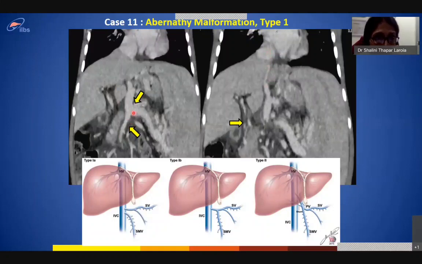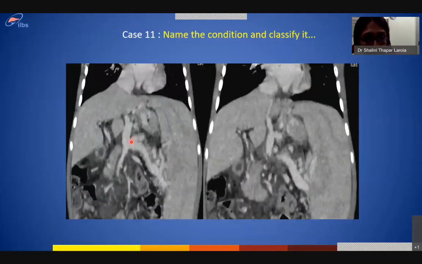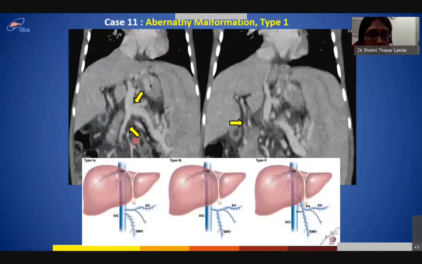But what is happening here? No portal vein is being formed here. There is some vascular structure. This is probably another vein or some sort of a collateral, but no portal vein formation. Instead, the SMV and the splenic vein are joining together. They join here. Look at the structure here. These two structures are joining here together and they are draining into the IVC. So there is absence of the portal vein, and this is known as an Abernethy malformation.